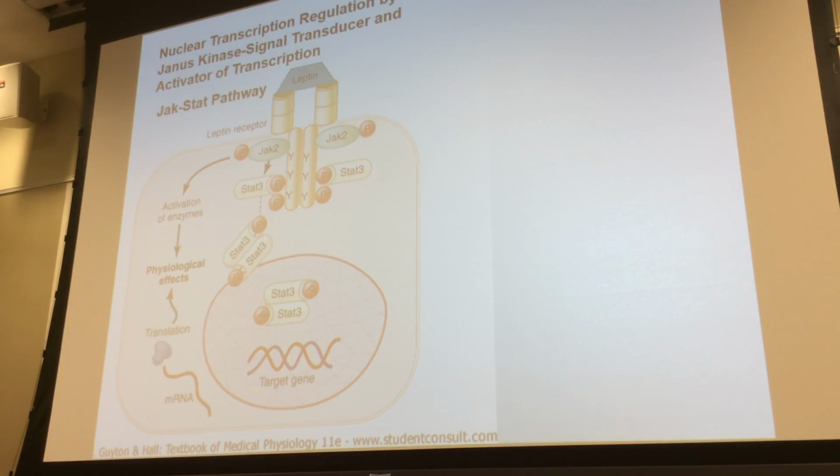So here's a schema of another JAK-STAT pathway, and this is in response to leptin. Now who knows what leptin is?